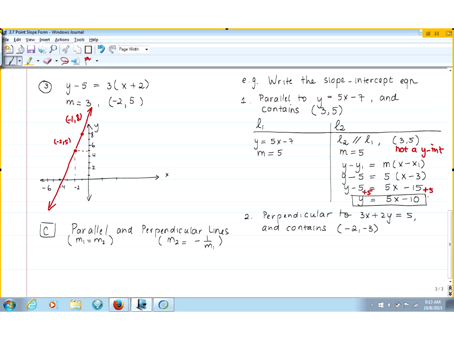Right? Okay, so good. Is it difficult or easy? So the most important thing is to remember that this is not a y-intercept. So we can't just say, oh, this is y equals 5x plus 5. No, this is not a y-intercept. Yes.